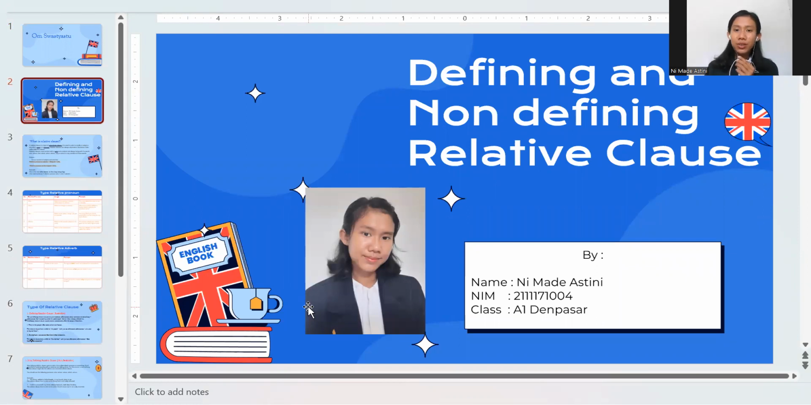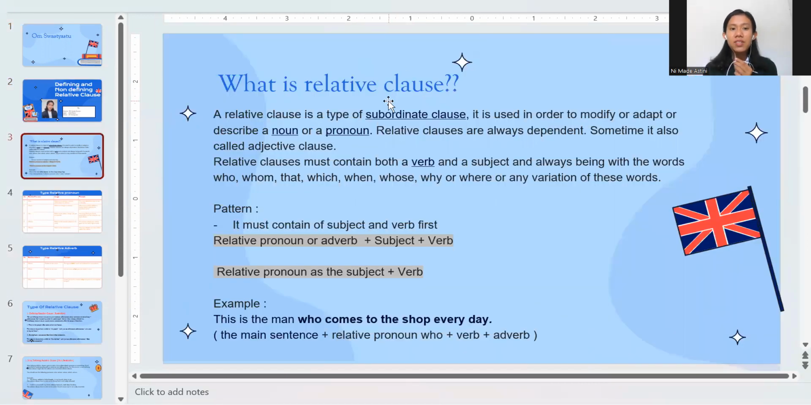And today I would like to talk about defining and non-defining relative clause. Before that, let me explain to you what is relative clause. Relative clause is a type of subordinate clause. It can connect two sentences into one sentence, and you need to put relative clause between them. It is used in order to modify or describe a noun or pronoun. Relative clauses are always dependent clauses, meaning that they cannot stand alone, and sometimes they are called adjective clauses.